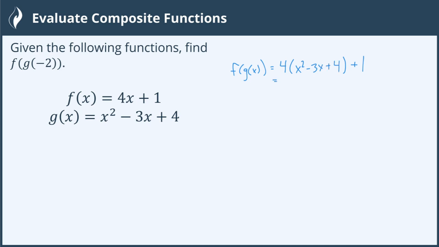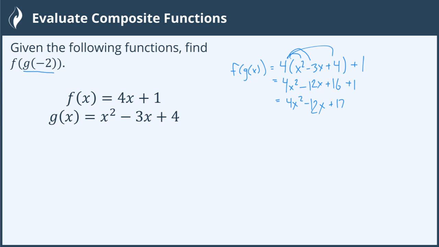Now let's do some simplifying. First, let's distribute the 4. I get 4x squared minus 12x plus 16. And don't forget the plus 1 here. So then when I combine all of my like terms, my final composite function is 4x squared minus 12x plus 17. So I just found f of g of x, but I don't want f of g of x, I want f of g of negative 2.